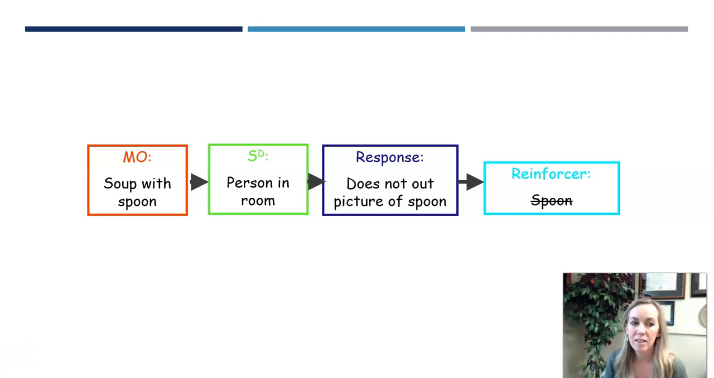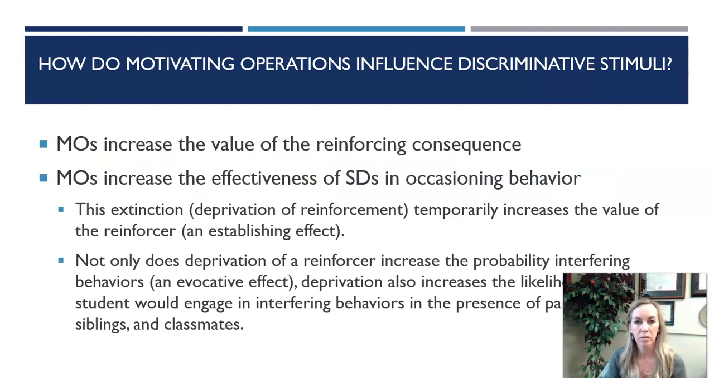That's right. So if you already have a soup with spoon and a person's in the room, you don't hold out your picture of a spoon because a spoon is not reinforcing anymore. Already eating the soup. Okay? So there we have some ways that MOs affect frequency of behavior, and the value of a reinforcer.